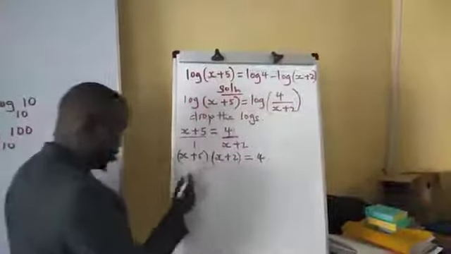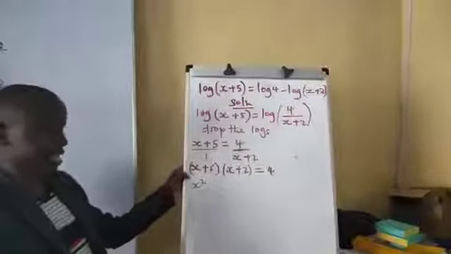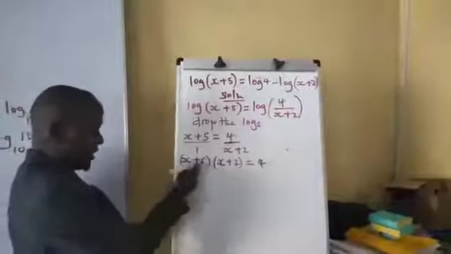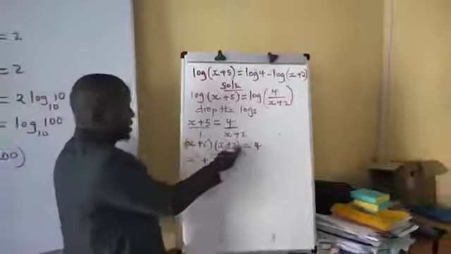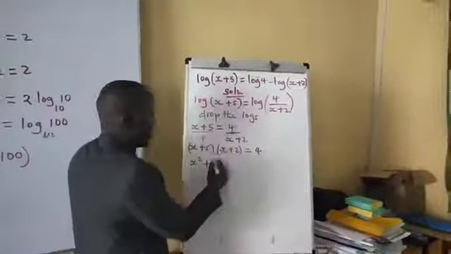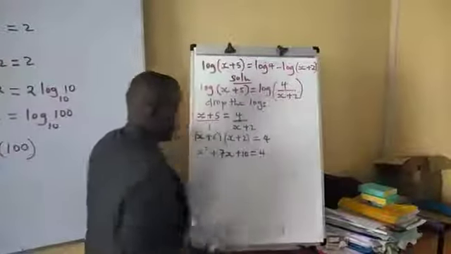Therefore, this is x squared. We know how to open quadratic expressions. Therefore, this is x squared plus 2x plus 5x, which is 7x, plus 10 is equal to 4.